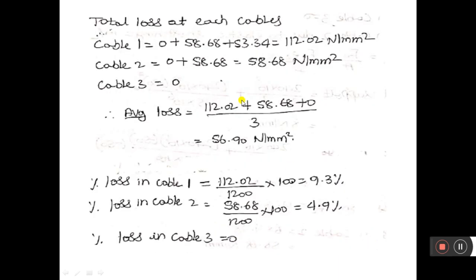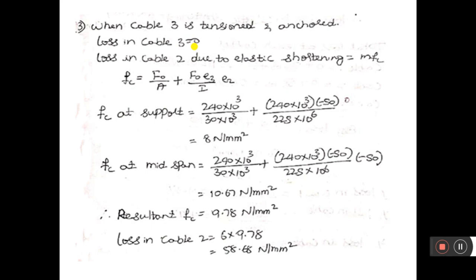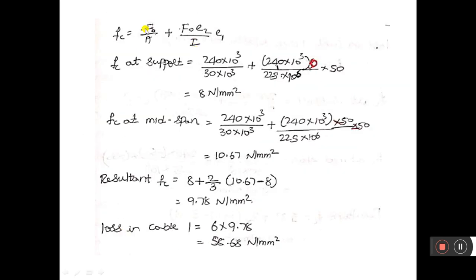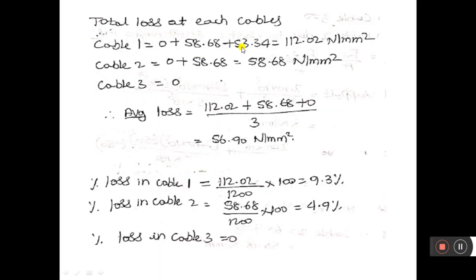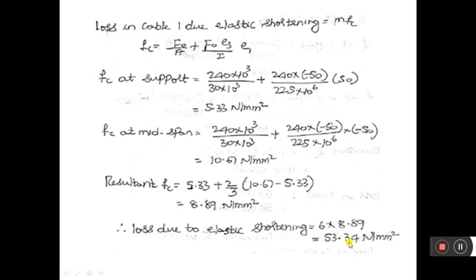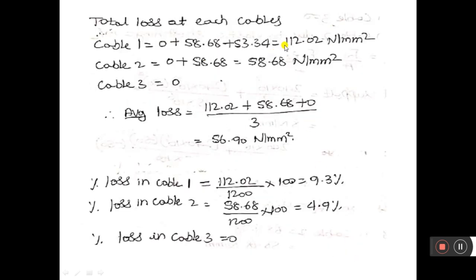So total loss in each cable. So total loss in cable 1. When cable 1 is pulled, the loss is 0. When cable 2 is pulled, the loss is, see here, 58.68. And when cable 3 is pulled, the loss is 53.34. So total loss in cable 1 is 112.02 Newton per mm square.